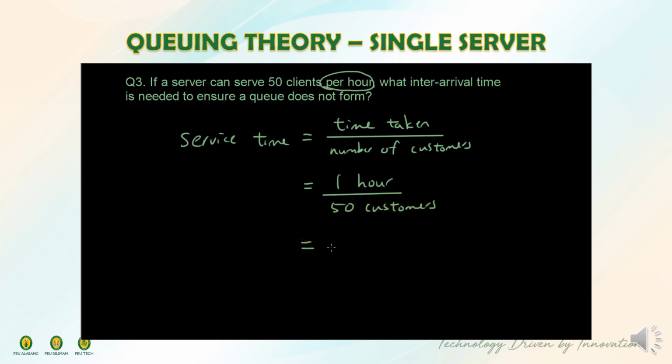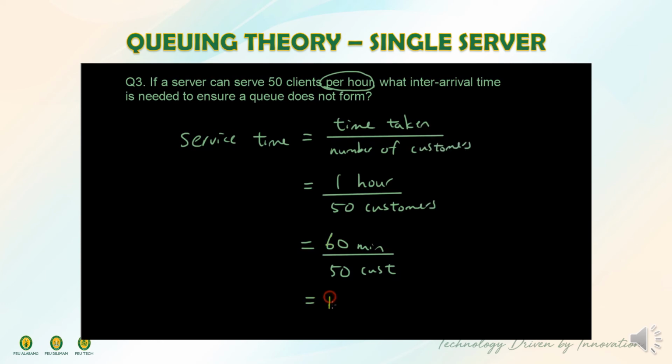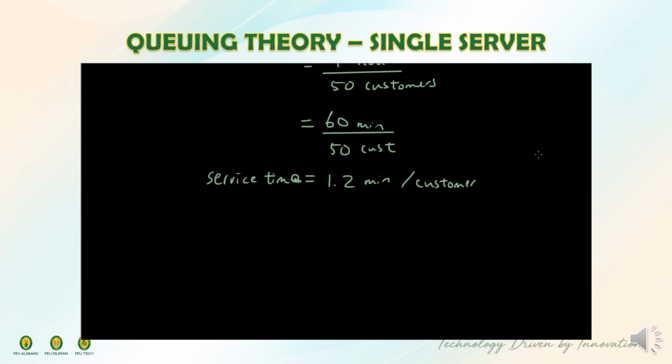So 1 hour is 60 minutes to serve 50 customers. 60 divided by 50 is 1.2 minutes per customer, which is the answer. The service time is 1.2 minutes. Now, what did we say before about the rule?